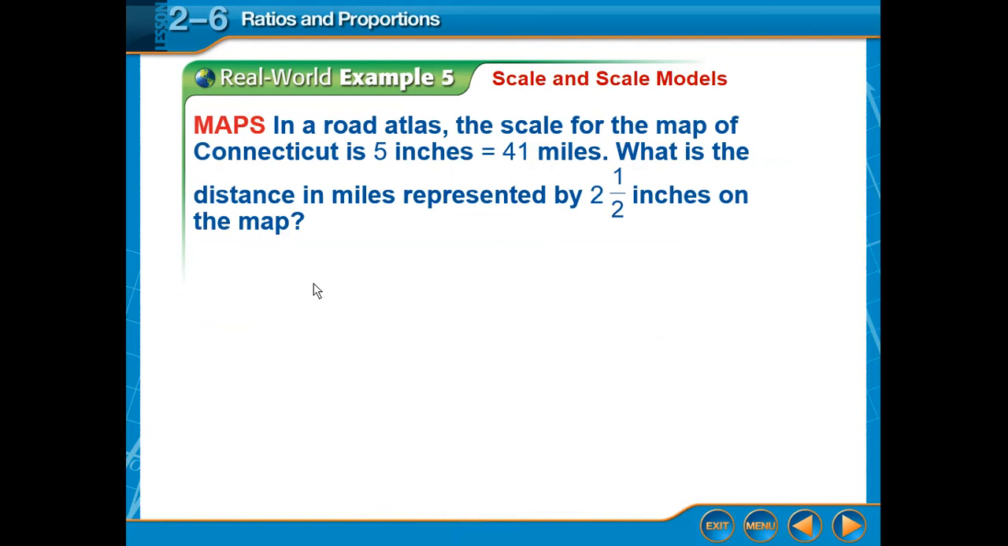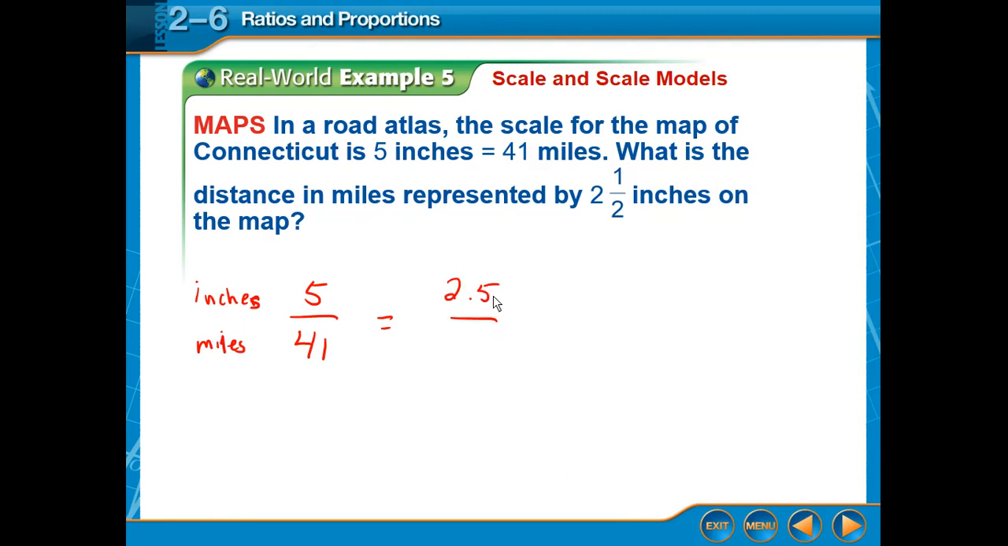Okay, and our last example is on a road atlas. The scale for the map of Connecticut is 5 inches to 41 miles. So again, 5 inches, 41 miles. I'm going to keep things lined up, so inches and miles. They ask, what is the distance in miles represented by 2.5 inches? So again, I'm going to keep inches together.